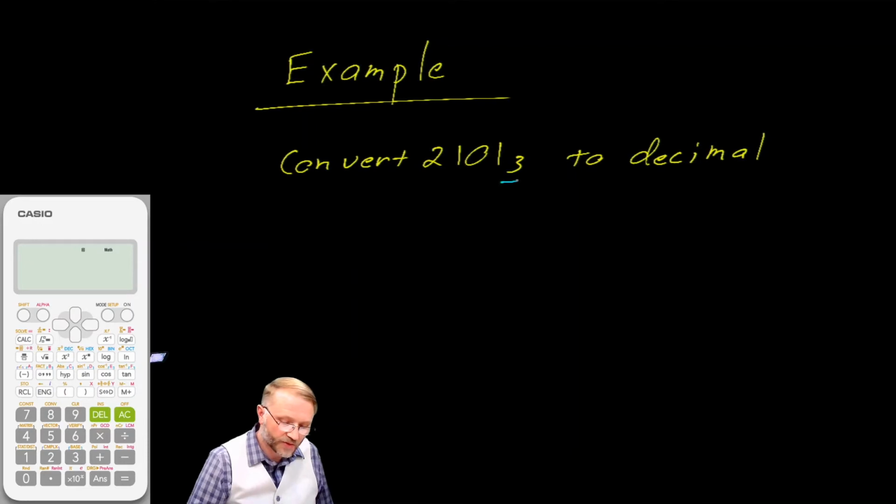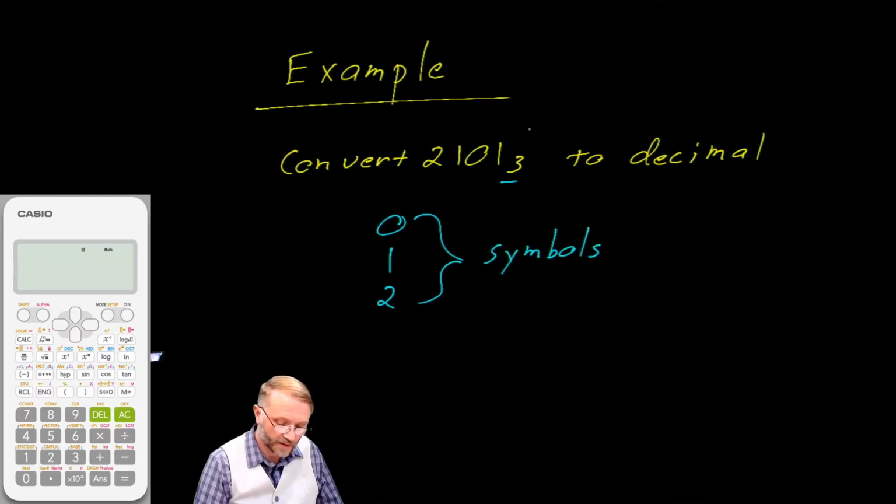It's base 3, so we recognize this as having symbols 0, 1, and 2. So it has 3 symbols. As far as places are concerned, this 1 is in the ones column. So that's 3 to the 0 power. This is the 3s column. That's 3 to the 1. This is the 9s column, 3 squared. And this is the 27s column, so 3 cubed.